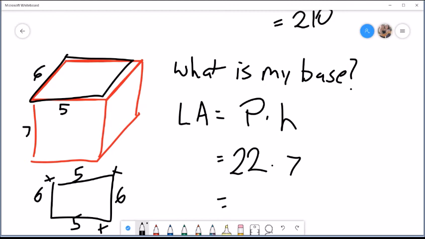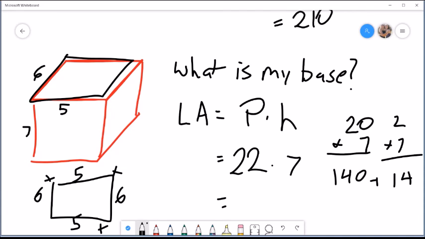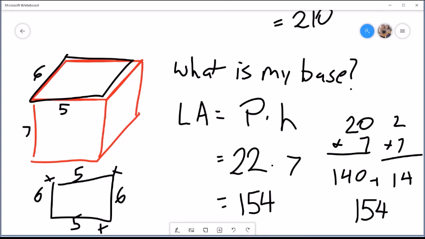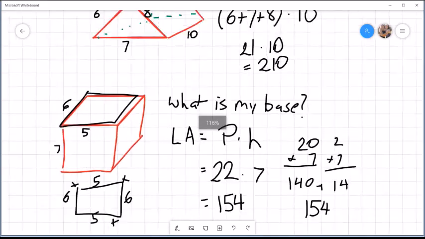A way you can do this pretty quickly is 20 times 7, and then you add that to 2 times 7. 2 times 7 is 14. 20 times 7 is 140. So that's going to quickly give us 154. Our lateral surface area is 154. Just as a reminder, the lateral surface area does not include the bases. We're going to get to that in the next couple days.